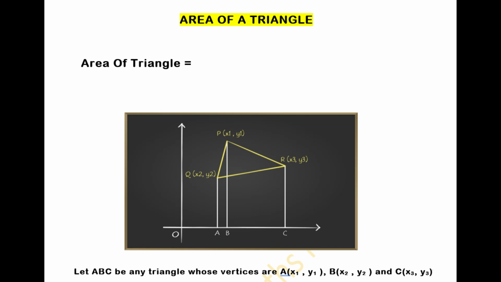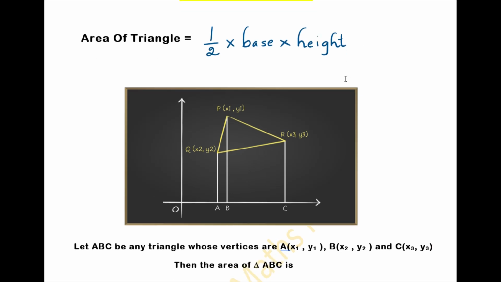And students, do you know how to calculate area of a triangle when its base and height is given? Yes, area of a triangle is given by half into base into height. This is the formula used to calculate area of a triangle when its base and height is given, that is area of triangle equals half into base into height.